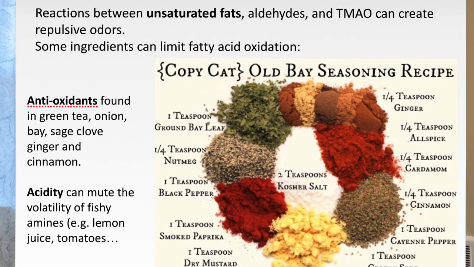Now, some of the repulsive odors of fish can actually be counteracted by antioxidants. Antioxidants like green tea, onion, bay, sage, clove, ginger, cardamom. Oh, we're listing the ingredients in Old Bay. Old Bay seasoning was actually developed not only because it pairs wonderfully with seafood and gives it a great flavor. Who doesn't love Old Bay seasoning? But because chemically, those antioxidants against the oxidation will preserve and combat some of the stronger flavors that come from fish.